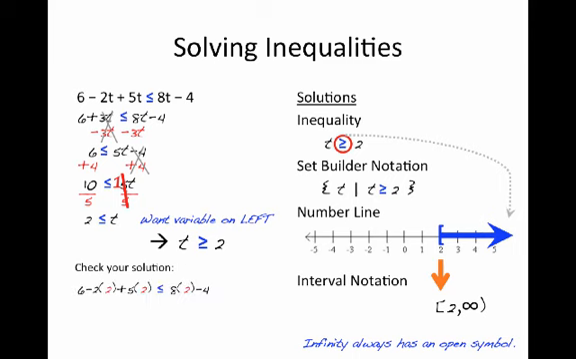Again, we can check our solution. If we pick the value of 2 and plug that in for t, when we simplify everything, we'll end up with 12 is less than or equal to 12. That's a true statement. Notice I went back to my original equation to check the solution. You can also pick values in the shaded region and the not shaded region to make sure that you've done the math right. You might want to check your solution with other numbers as well.